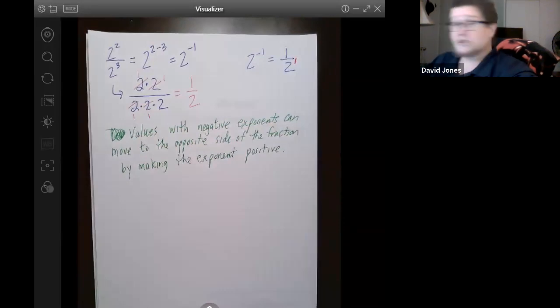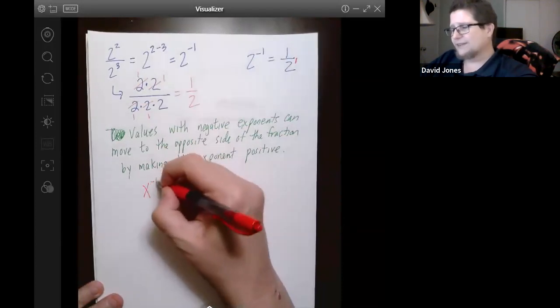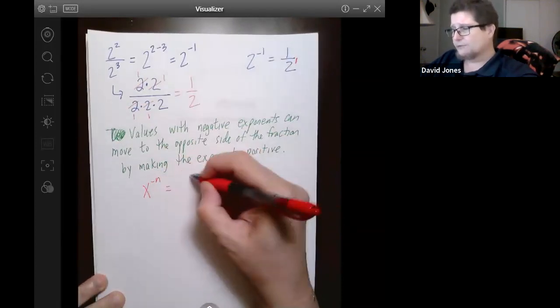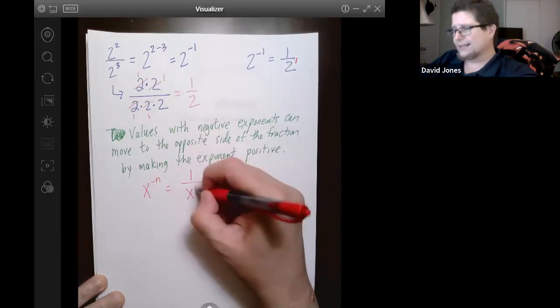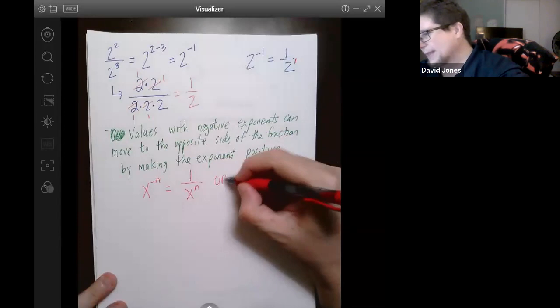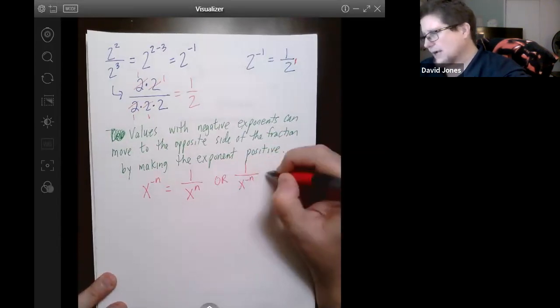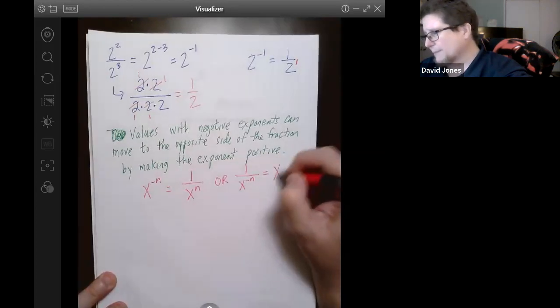And that gives us two scenarios that come out of this. We have x to the negative n. I can rewrite this as 1 over x to the n. Alternatively, if the negative exponent is on the bottom, I can move it to the top and make it positive.